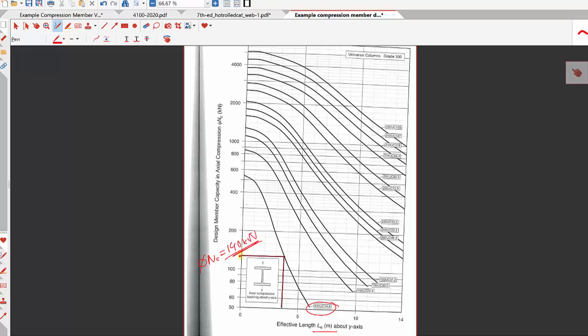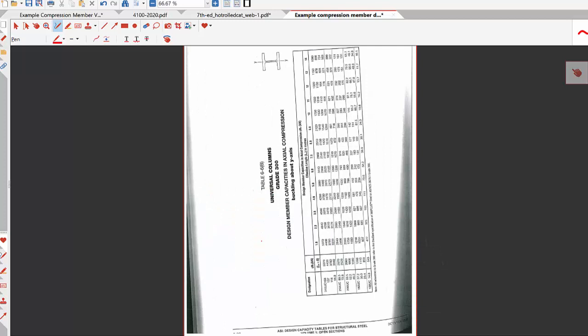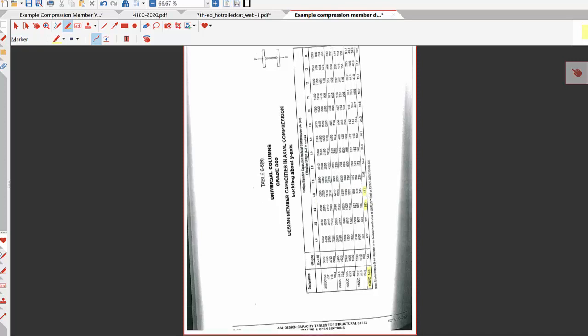So phi Nc about the y-axis buckling is 140 kilonewton, which we obtained from the detailed analysis as well. So using the design charts also, we can easily find out what is your capacity for the column, right? So it is x-axis and y-axis chart. And there are corresponding tables as well, as you can see here. And for 100 UC 14.8, your effective length is between 3 to 4, so it is 3.5. So if you interpolate between these two values, you'll get around 140 capacity as well.